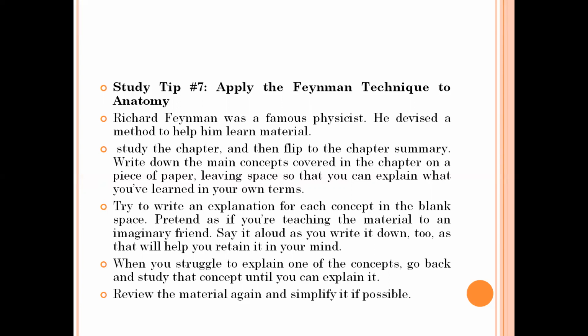First, study the chapter, then flip to the chapter summary. Write down the main concepts covered in the chapter on a piece of paper, leaving space so that you can explain what you have learned in your own terms. Try to write an explanation for each concept in the blank space. Pretend as if you are teaching the material to an imaginary friend. Say it aloud as you write it down, as that will help you retain it in your mind.